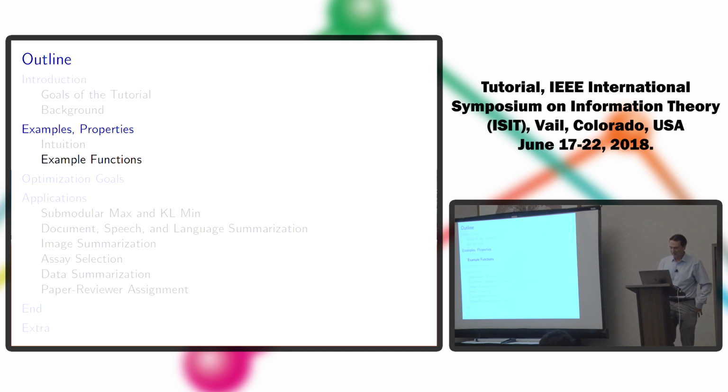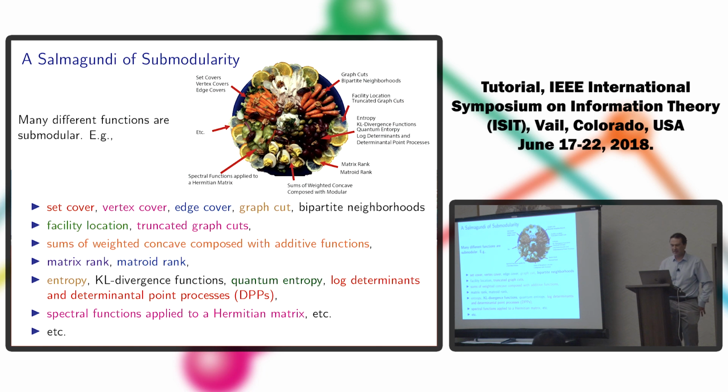But here are some real example functions. It turns out that there's a whole swath of different submodular functions that we could use and that are practical and useful. They include set cover and vertex cover, and a lot of graph functions: edge cover, graph cut functions, bipartite neighborhood functions, facility location, sums of weighted concave functions composed with additive functions, various matroid ranks. The log determinant is a submodular function. Of course, entropy, a lot of the information theory functions are submodular. Various forms of spectral functions applied to Hermitian matrices.